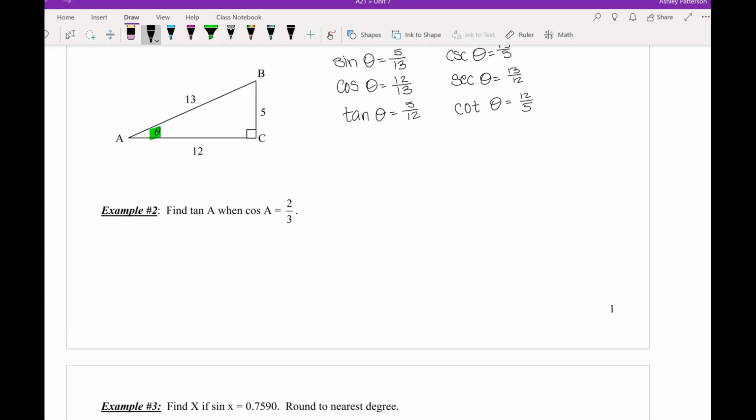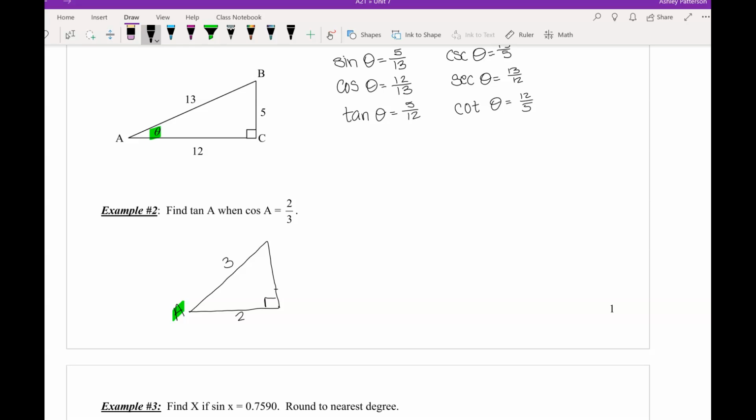Okay, example 2. Find the tangent of A when the cosine of A is 2/3. All right, well, we're dealing with right triangles because this is right triangle trigonometry. So let's draw a right triangle. I'm going to say that this is angle A. Does it matter? No. I could have put A on the other angle. It just can't be the right angle. So cosine is adjacent over hypotenuse. So the adjacent leg to angle A would be 2, and the hypotenuse across from the 90 degrees would be 3.